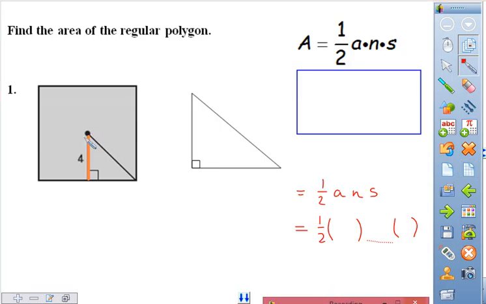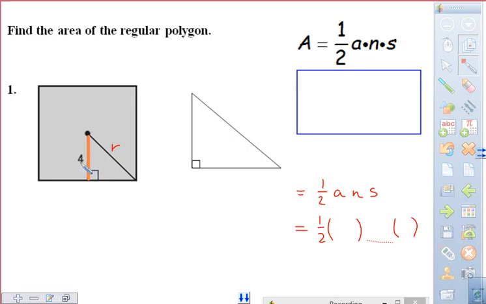Alright, so here's what we need. This 4 is the apothem. The distance from here to here is our radius. I'll just put a little r there so we remember. So our apothem is already given to us as 4. How many sides does this polygon have? Well, 4. So that's going to be a 4. We need to figure out what the side length is. So we need to figure out what this is. Well, if the distance from here to here is 4, the distance from here to here is also going to be 4. So I would say that this whole side is an 8.